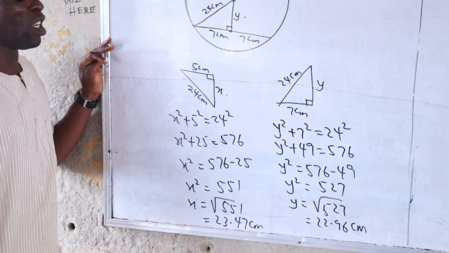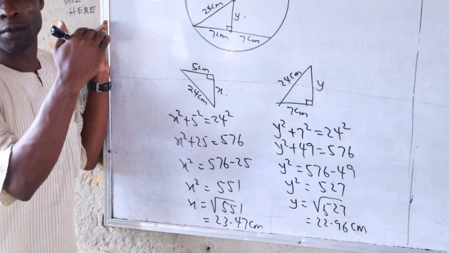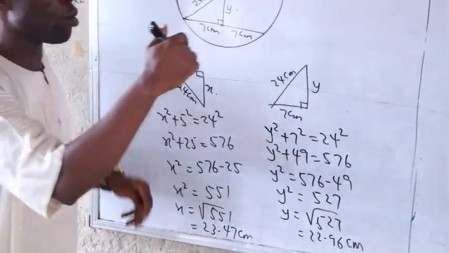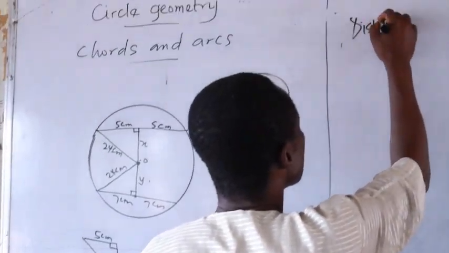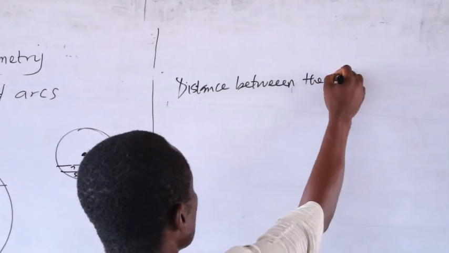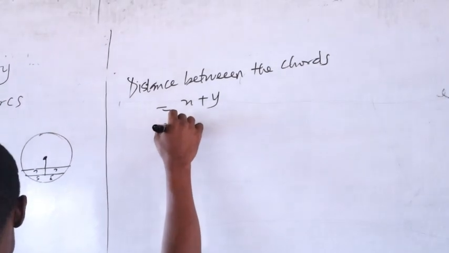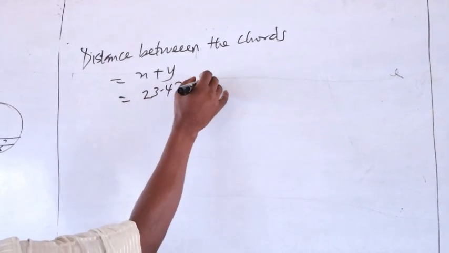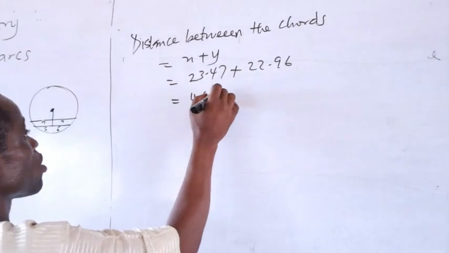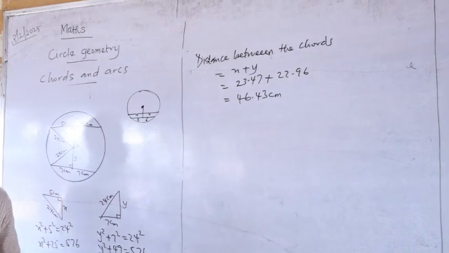Now, the distance between the chords, not between the centers. In the first example, we found the distance between the centers. But now, the distance between the chords, because we have just one center here. The distance between the chords is now equal to x plus y. What is x? 23.47, and y is 22.96. And what is the total? 46.43 centimeter. There's no degree of accuracy in that question, so don't bother yourself.